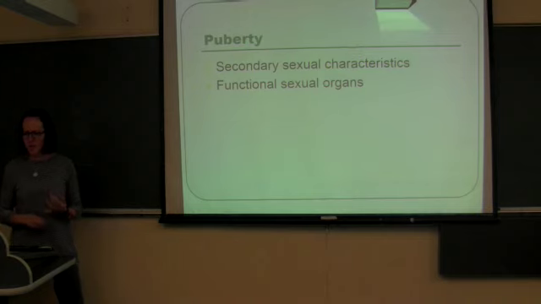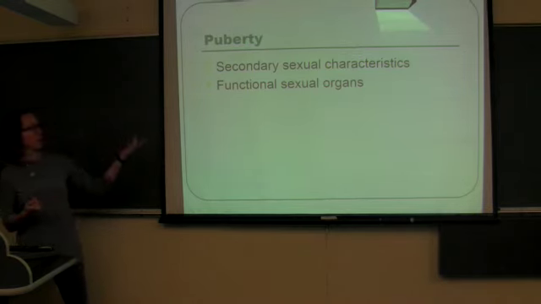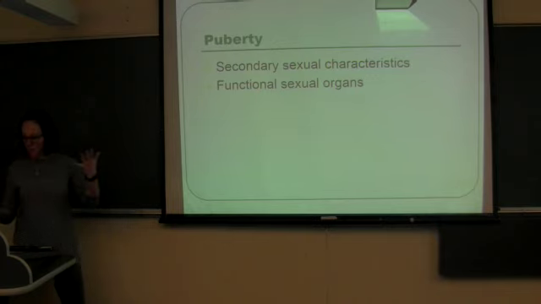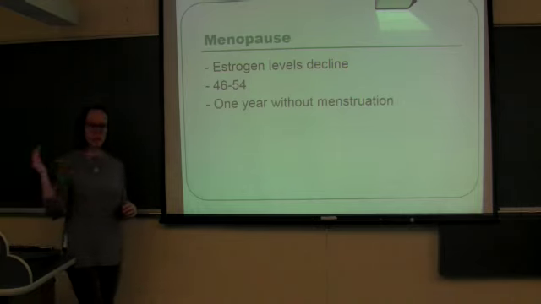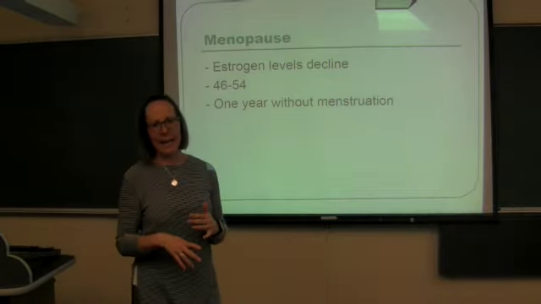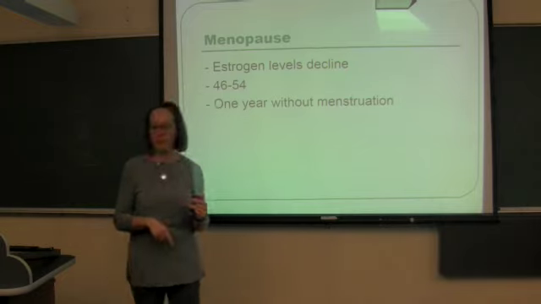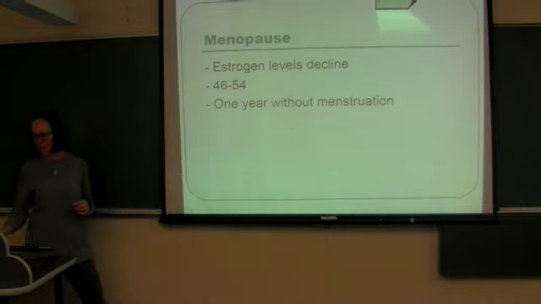We talked about secondary sexual characteristics. Those will obviously kick into place at puberty, and that's when the sexual organs start to be functional. That makes sense. Menopause, estrogen levels decline. We start to lose that cycling through. It can happen anywhere between 46 and 54. A true definition will be 1 year without menstruation.